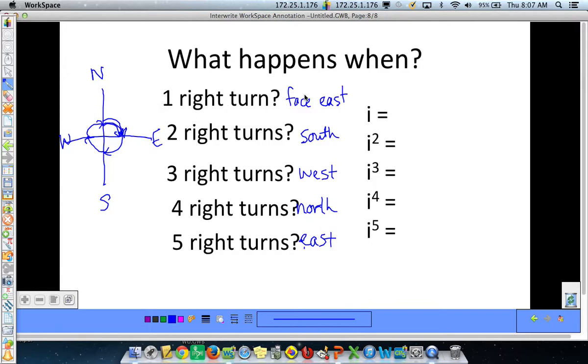So if I was at the first right turn, I was east, and then the 5th right turn, I was east. Every 4 turns, I'm back to the same position. It works the same way with complex numbers.